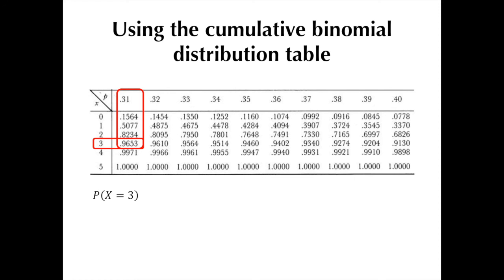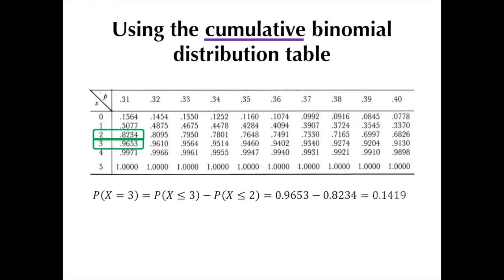Now keep in mind though that this is a table of cumulative probabilities. So in this case, 0.9653 is the sum of the resultant probabilities from x is equal to 0 up to x is equal to 3. So in order to know what the probability that x is equal to 3 is, we subtract the cumulative probability up to x equal to 2 from the cumulative probability up to x equal to 3. We then get 0.1419. So the trivial difference here from 0.1418 is because of the rounding off.